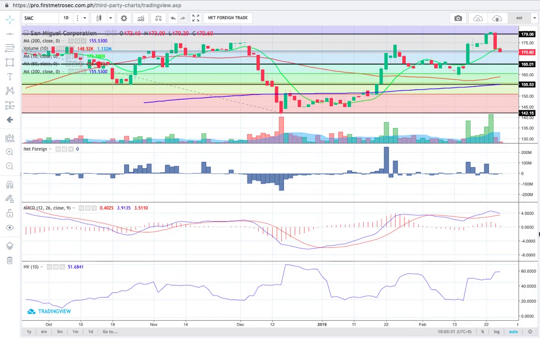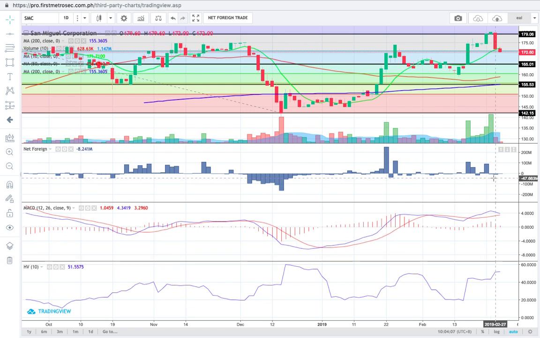Okay, and the risk level of SMC, with its historical volatility score of 52%, I would say that this is a moderate risk stock. Foreign investors for the past two trading days are not interested in SMC. They were not interested in SMC for the past two trading days, but they were interested in SMC last February 22 as they bought 93 million worth of SMC shares. Okay, but not for the past two trading days.